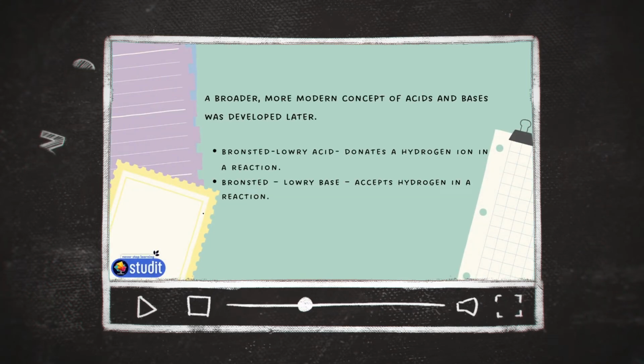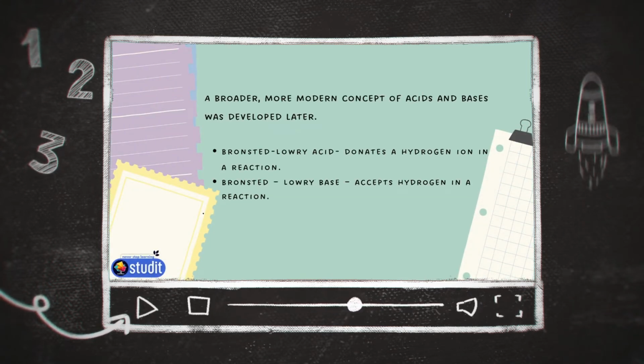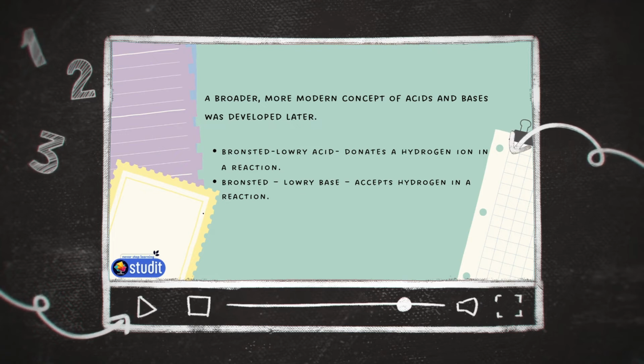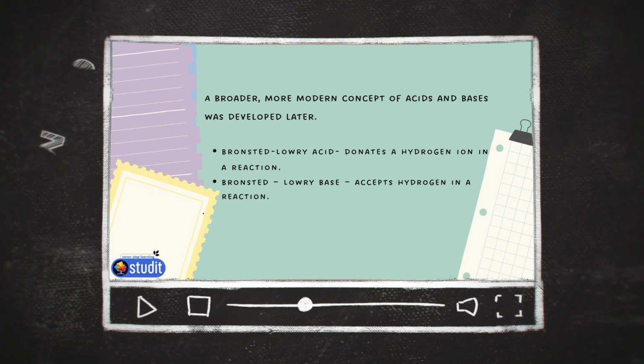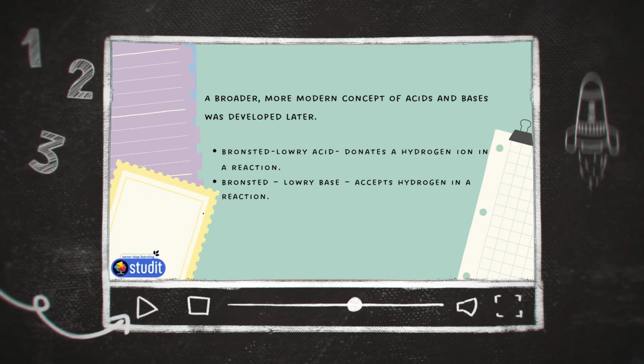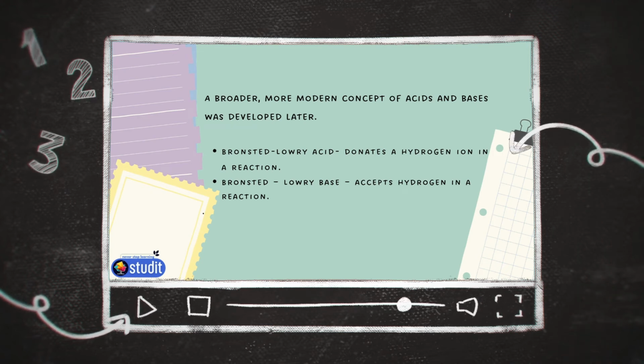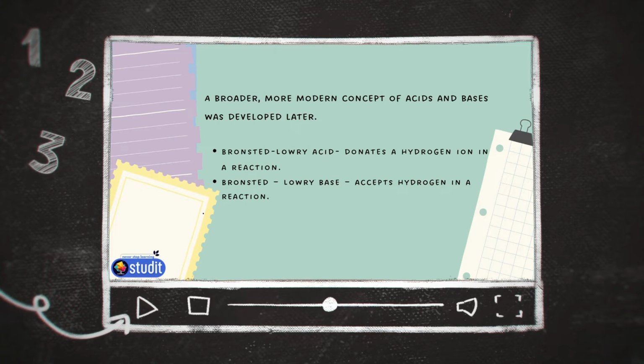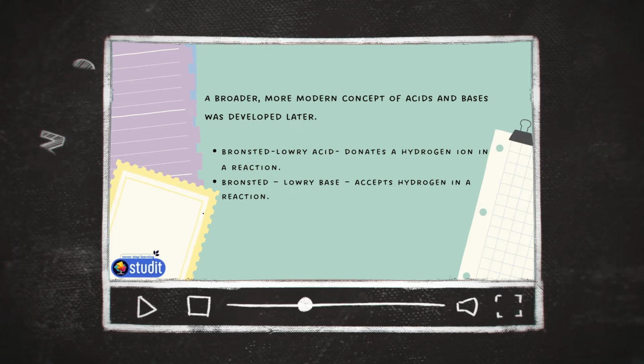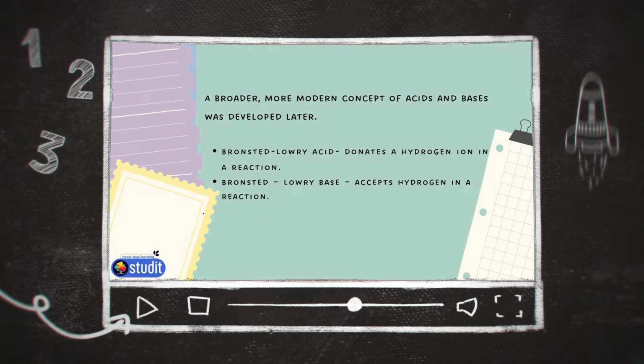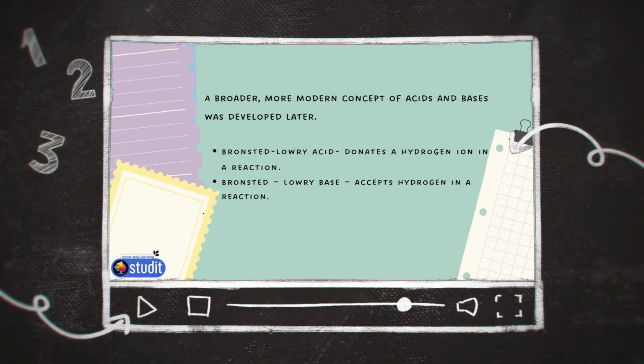This is the Bronsted-Lowry acid: when a substance gives out its hydrogen ion, or H plus ion, in a reaction, it is called a Bronsted-Lowry acid. And when a substance accepts a hydrogen or H plus ion in a reaction, that is called a Bronsted-Lowry base.